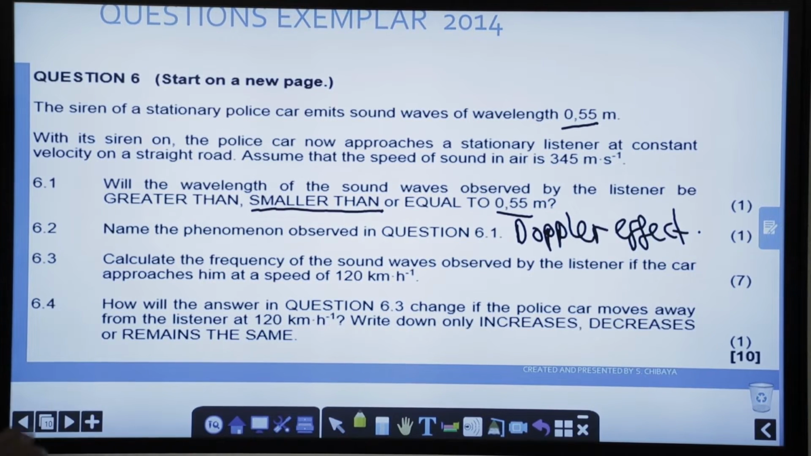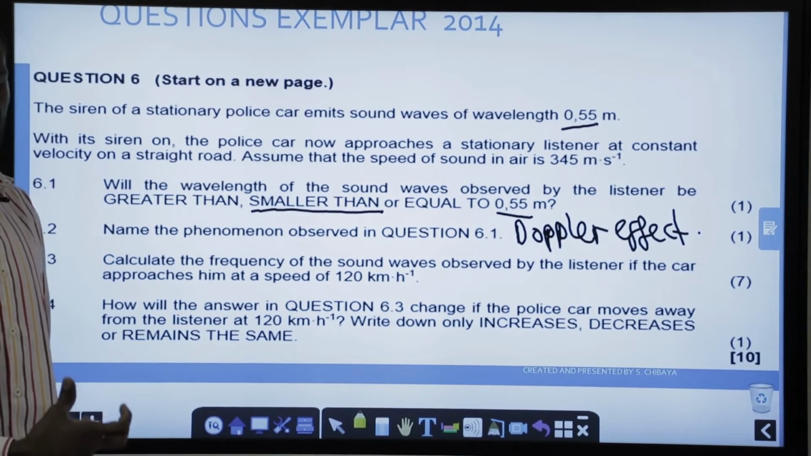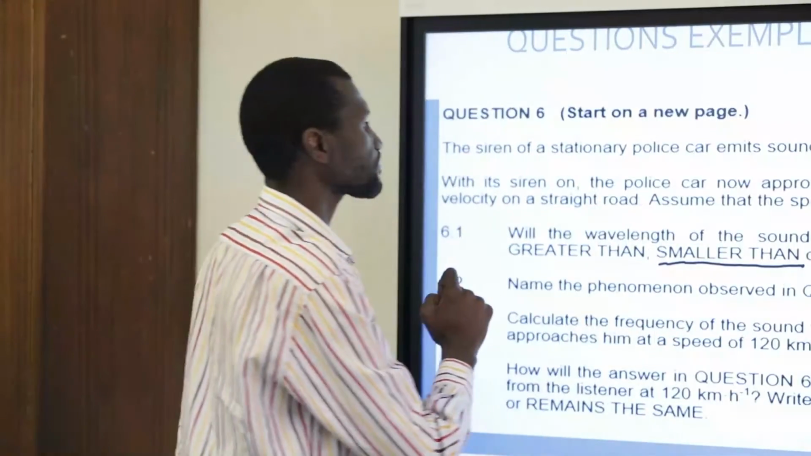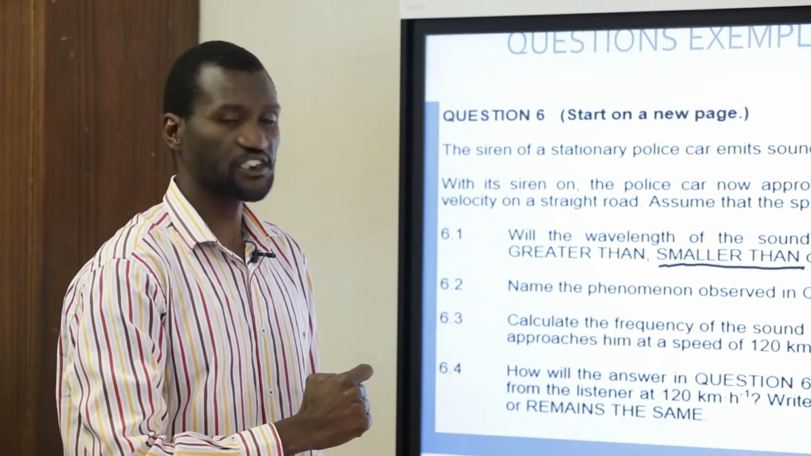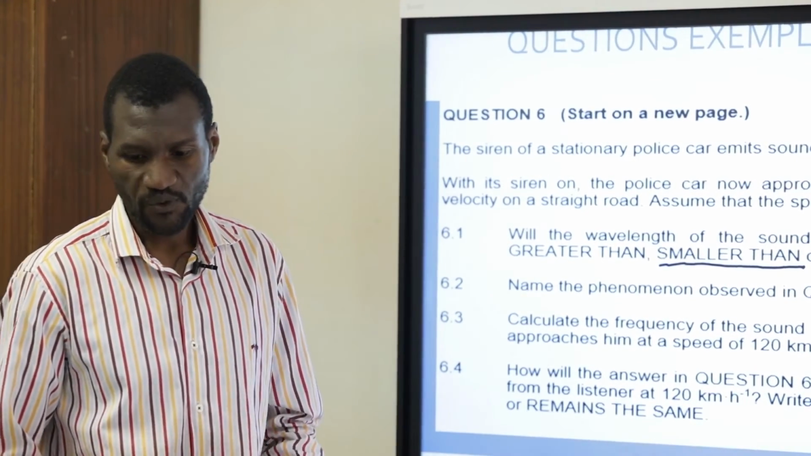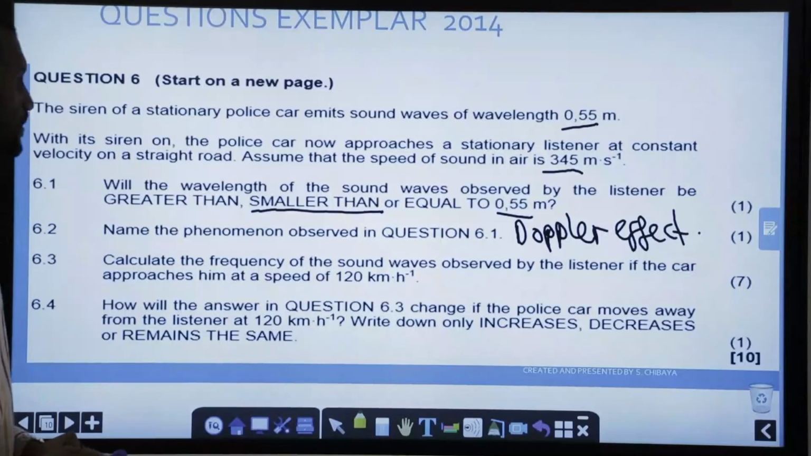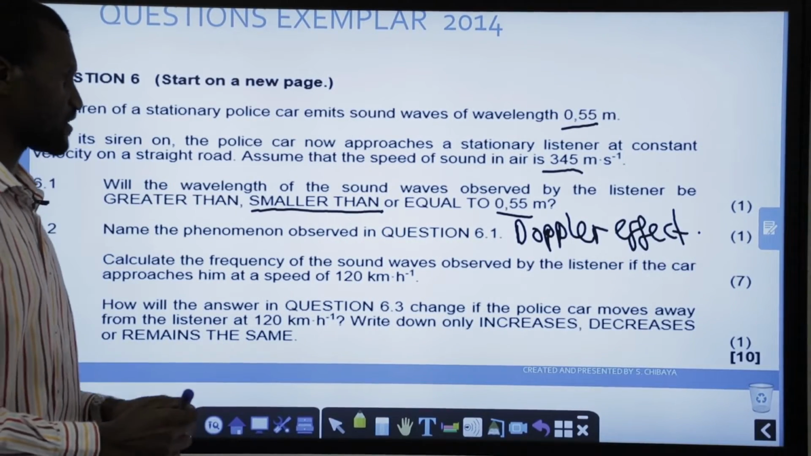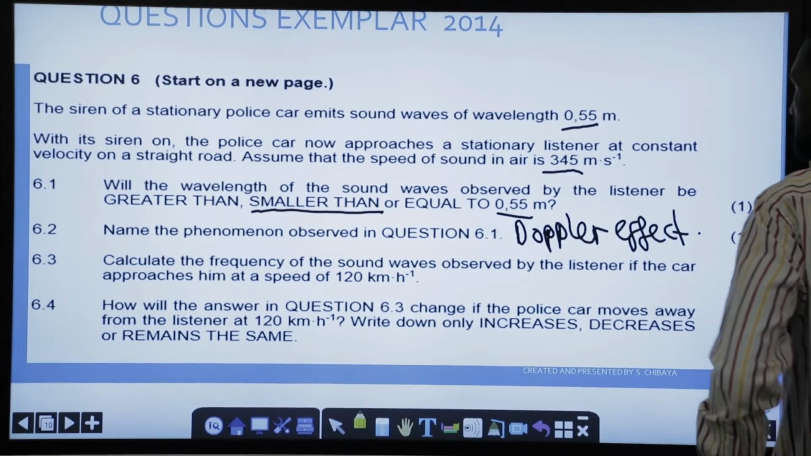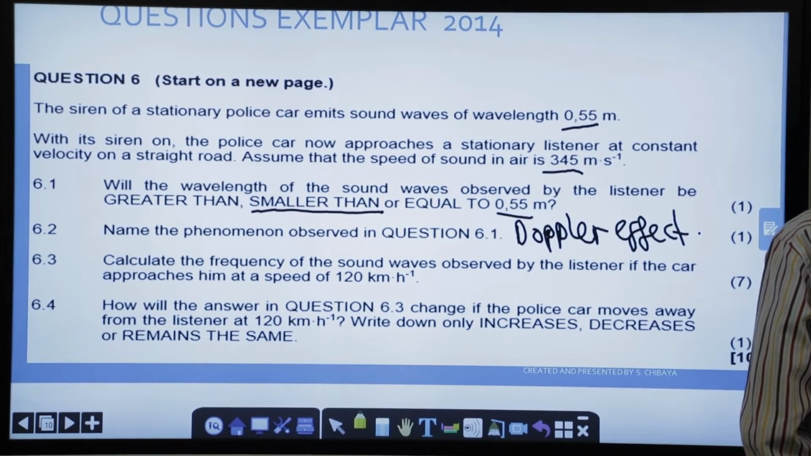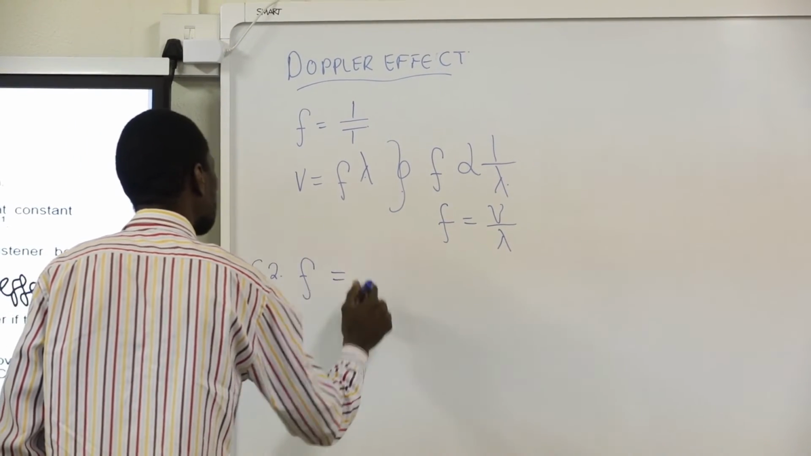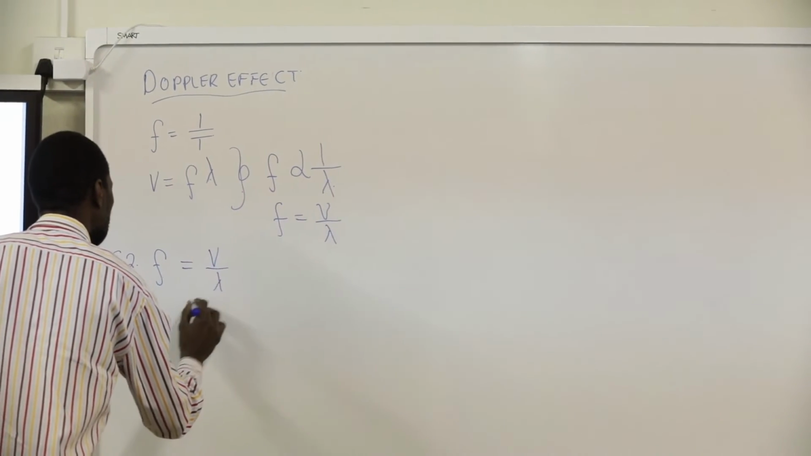All right, what are we given here? We are given the speed of sound in air. We are also given the wavelength of 0.55 meters. So for us to calculate using the Doppler effect, we need the frequency of the sound, which is the frequency of the source. So let's calculate the frequency of the source in this instance. How do we calculate frequency? Go back to your triangle. Frequency is equal to v over lambda.